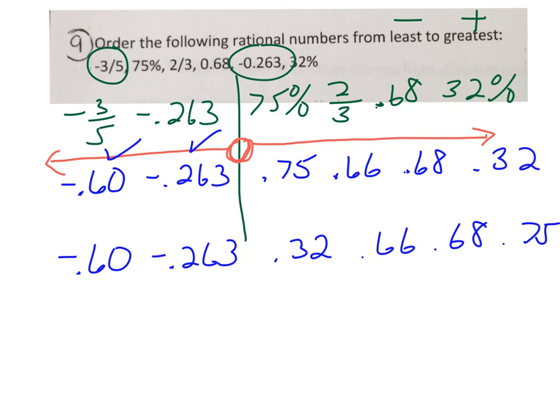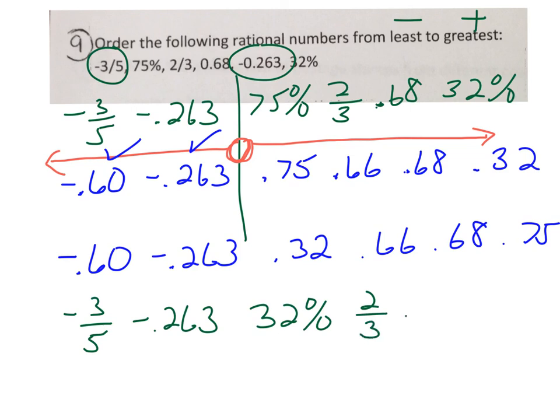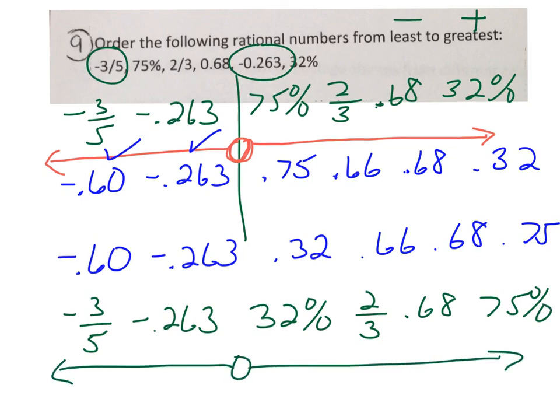You're not done until you put them back in their original form. So 0.60 was originally 3/5. The 0.263 was a negative 0.263. The 0.32 was a 32%. 0.66 was a 2/3. 0.68 was just that, 0.68. And of course the 0.75 was 75%. And that would be in order from least to greatest because they're growing out positives and growing out towards the negatives, just like your number lines on your last test.